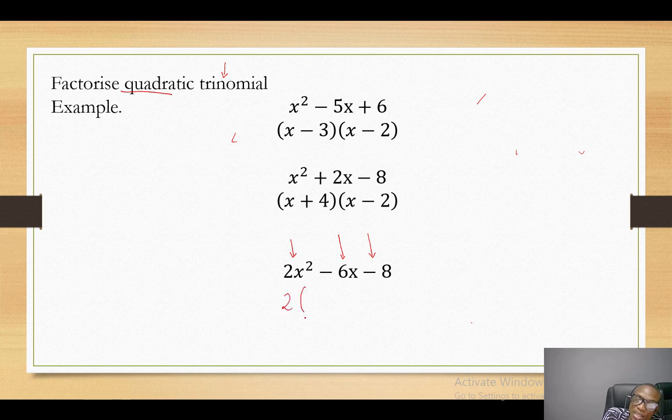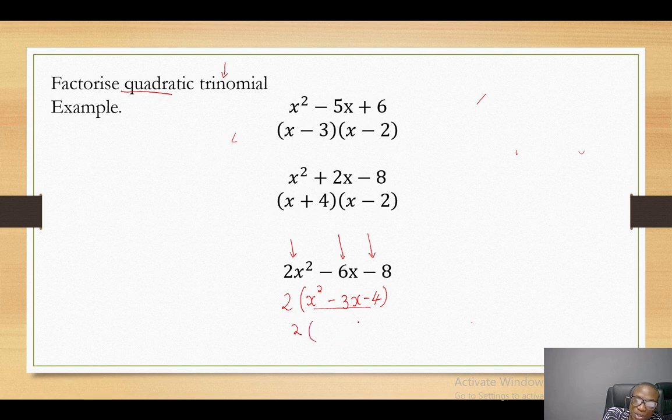So when you factorize this, you say 2. Now you take out 2 as a common factor. Now you say 2x squared divided by 2, it's x squared. Minus 6x divided by 2, minus 3x. Minus 8 divided by 2, minus 4. Now you can think of factorizing this quadratic now. X squared minus 3x minus 4.